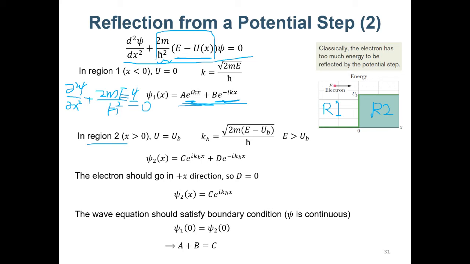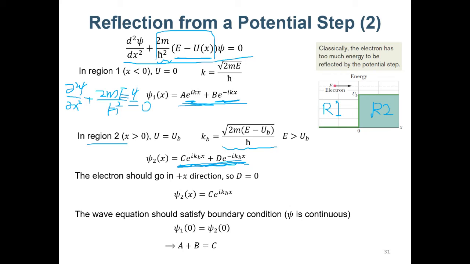And actually, we can also get a similar expression for phi 2 in region 2, although kb is a little bit different because this time ub is not 0. So solving this second order ODE, kb will be something like this, and phi 2 will look like this.